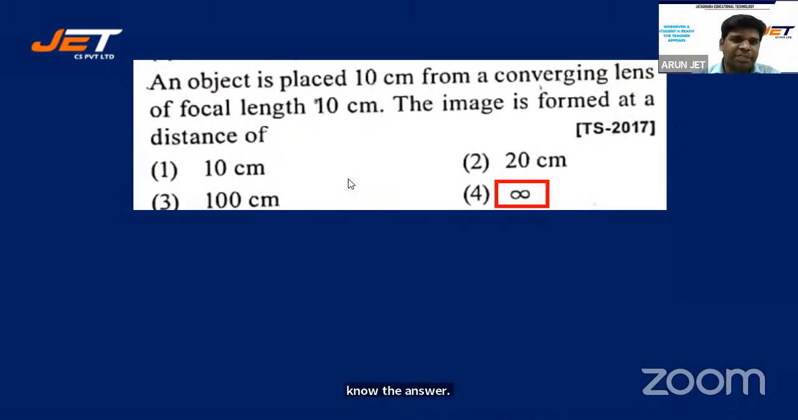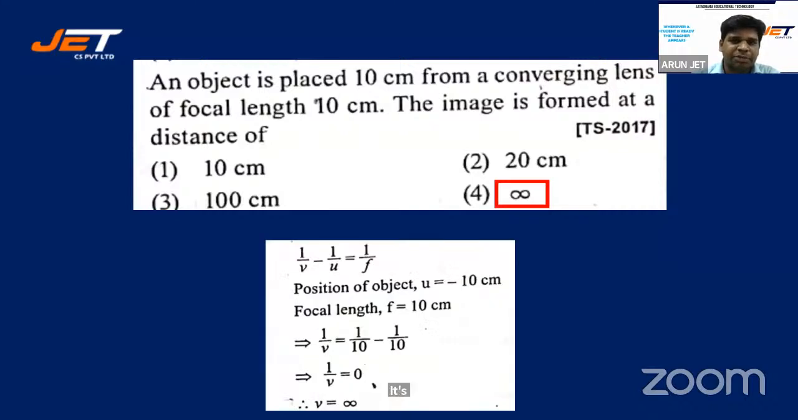It's infinity. It's at focus, right? See, this is how you can do it. Using formula or ray diagram, let's look at the formula. 1 by v minus 1 by u is equal to 1 by f. u is equal to negative 10, f is equal to plus 10. So 1 by v is 0, v is infinity.